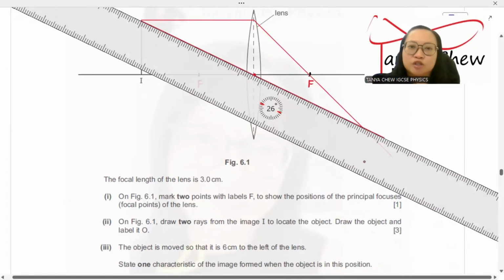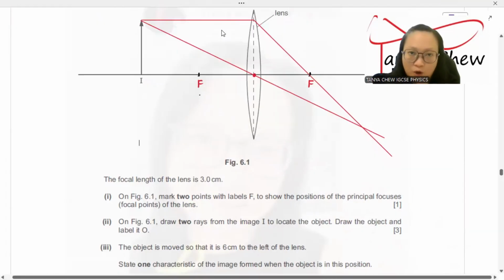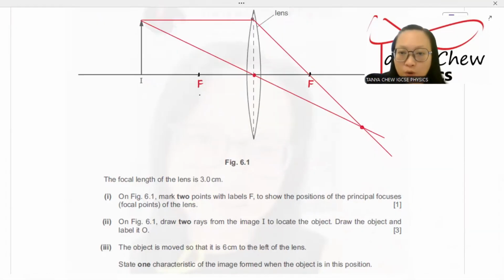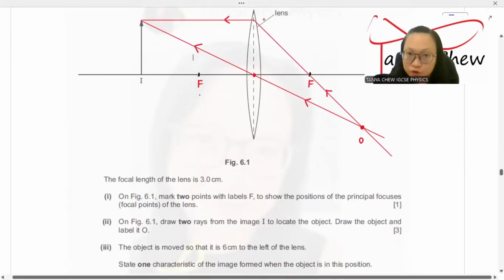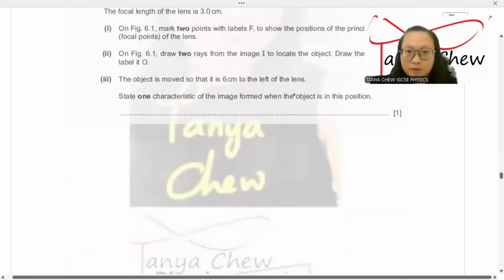The intersection between the two rays that you draw will show you the location of the object. And remember, for the object you have to put O, right? And then the ray must be coming from the object to the image. So arrows must be drawn correctly.